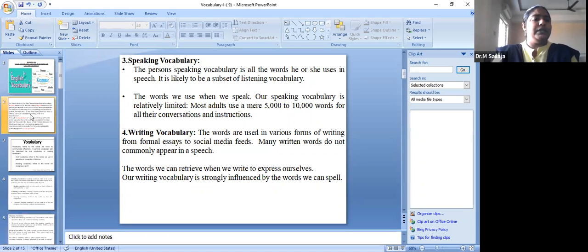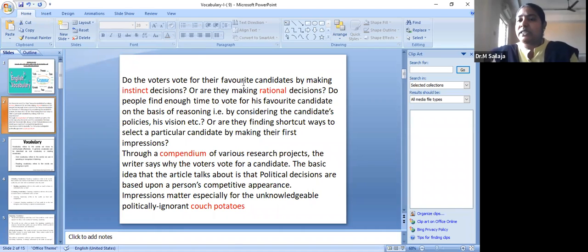For example, here the highlighted words are called critical vocabulary. Critical vocabulary means that if we don't carry a dictionary, we are not able to understand those words. Except for these four, you will definitely be able to understand the remaining words.